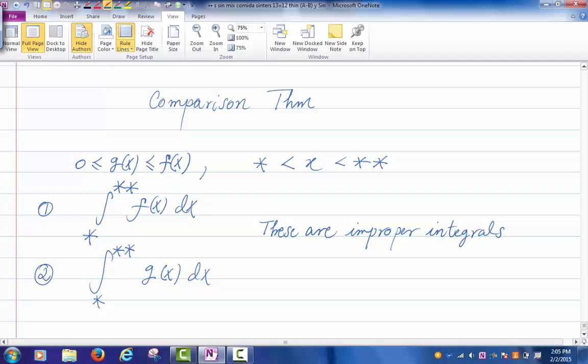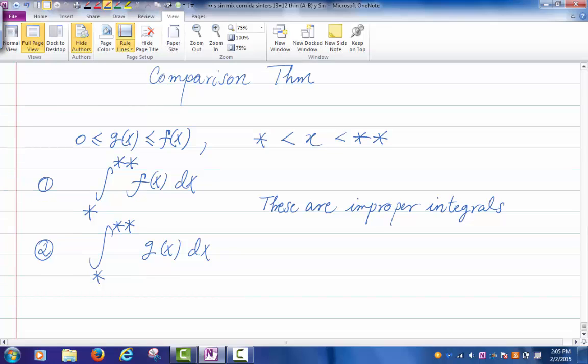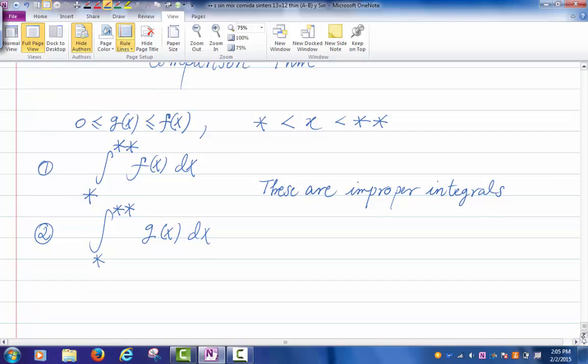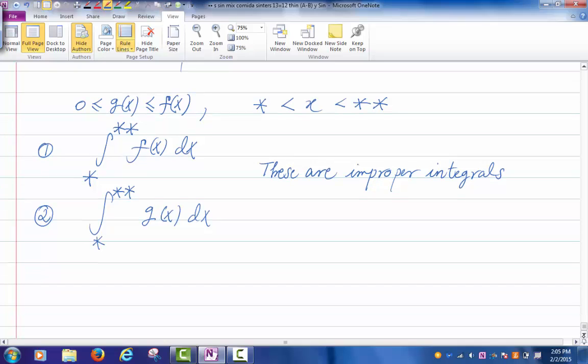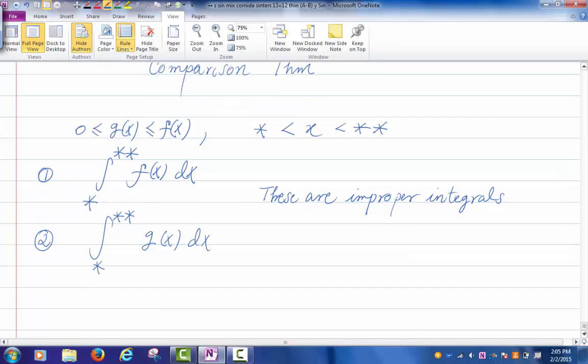Now, can someone answer the following question? Suppose that I know improper integral number 1 is convergent. What does it tell me about integral number 2? Very good. If I know integral number 1 is convergent, then I know that integral number 2 will be convergent. Why? Because g is smaller than f. Now think about the graph. Between star and double star, I don't know what's happening at the limits of integration, but in between them, let's say they are continuous functions.